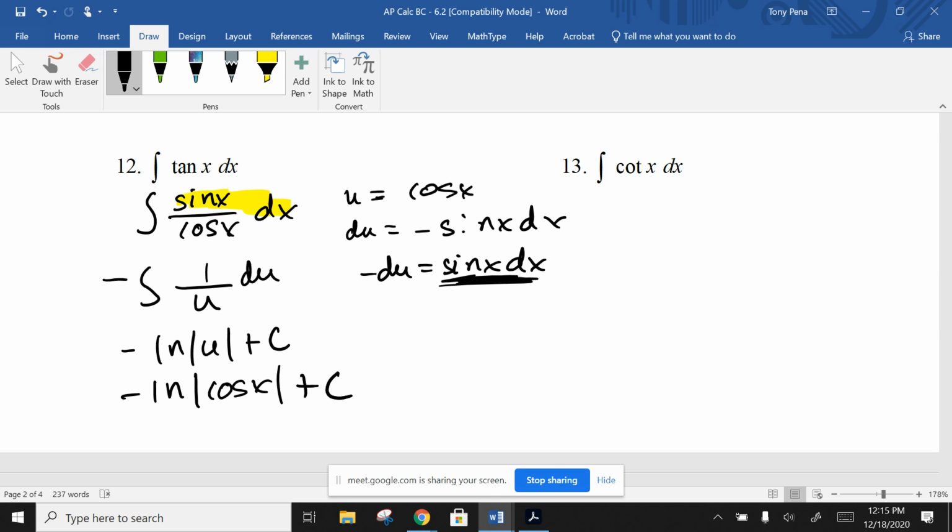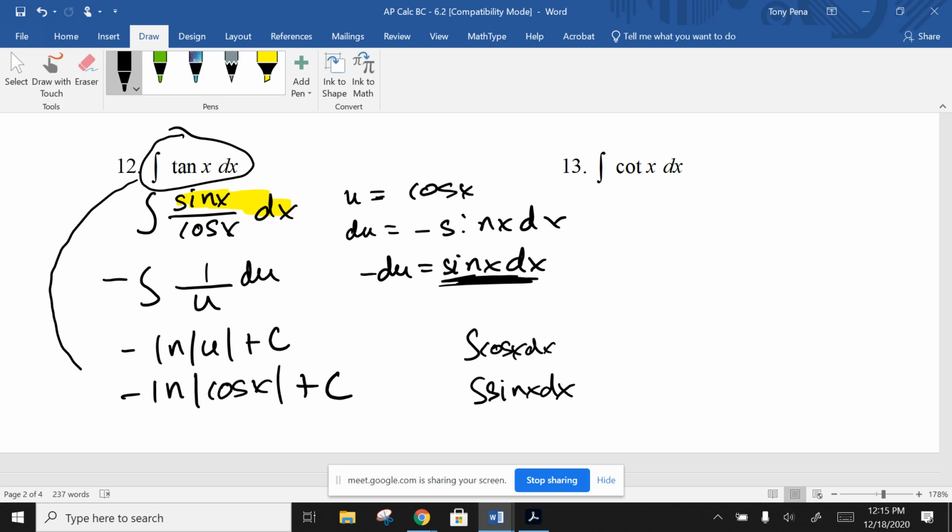So long term, now that we have done this, you already know the antiderivative of cosine. We've done this. You already know the antiderivative of sine. We didn't really have to think too much about that. Now that we know the antiderivative of tangent is a negative ln, you really could just skip all those steps and just jump right to there. It's another thing that if you can get it memorized, it just makes that a whole lot quicker of a process. Same thing with number 13.